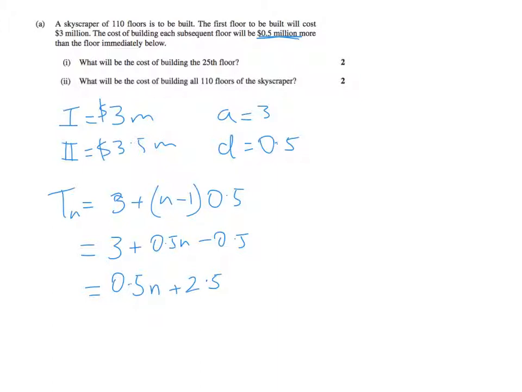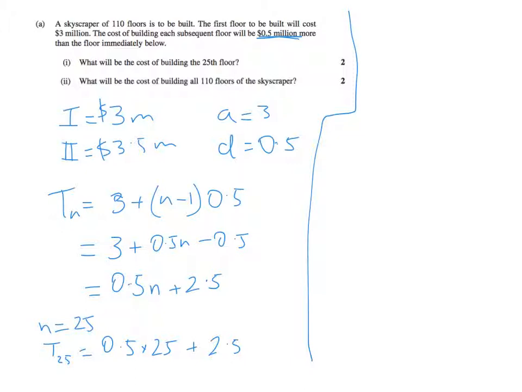Now of course we need to go let n equals 25. So the 25th term will be 0.5 times 25 plus our $2.5 million base, if you'd like. And what we end up with is 12.5 plus 2.5, which is $15 million. Okay, that's the cost to build the 25th floor. Just the 25th floor alone.